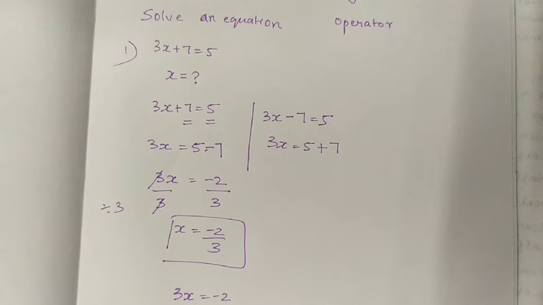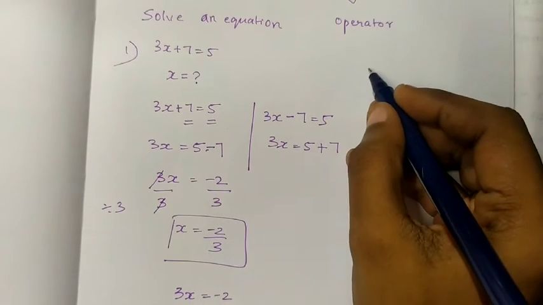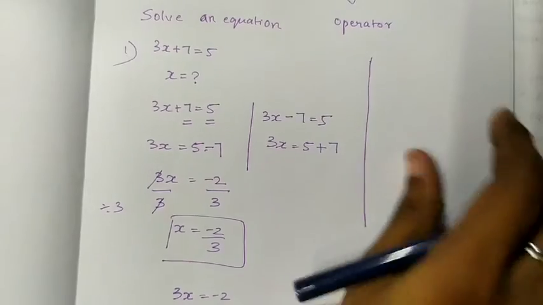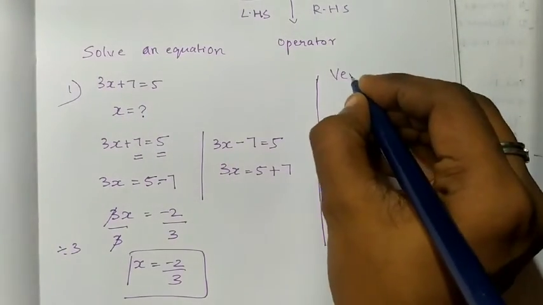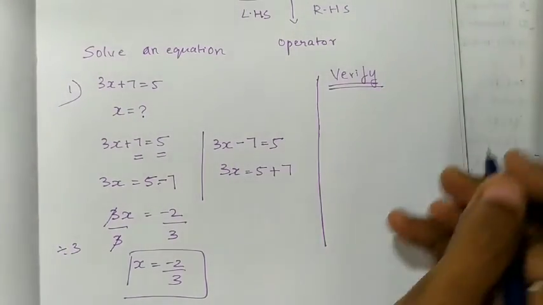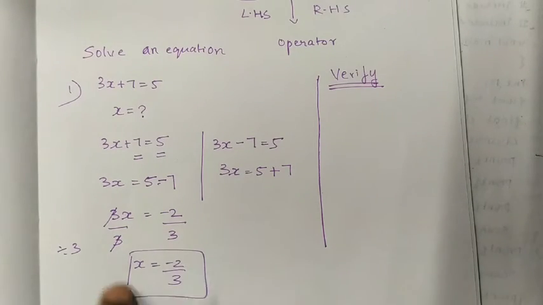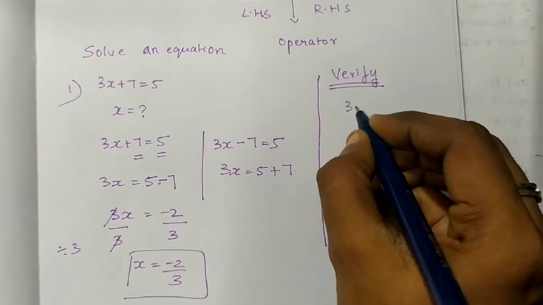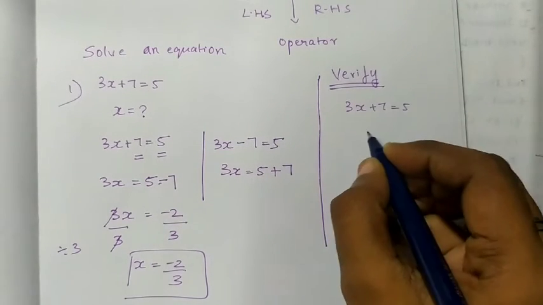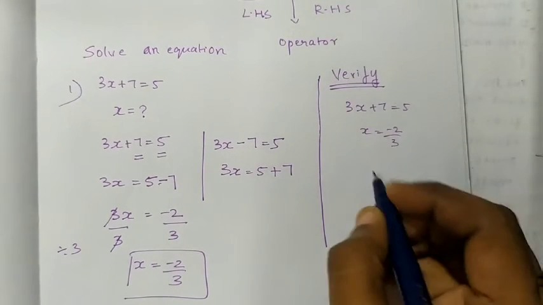Suppose we have found out the value of x as minus 2 by 3. We need to verify it, right? Then only we know whether it is right or not. So I am going to verify it. How can we verify? Just substitute the value of x is equal to minus 2 by 3 in this question. 3x plus 7 is equal to 5. x is equal to minus 2 by 3.